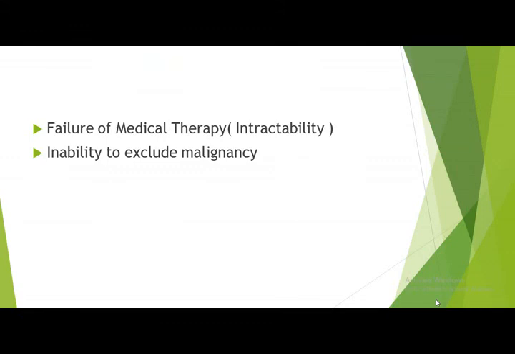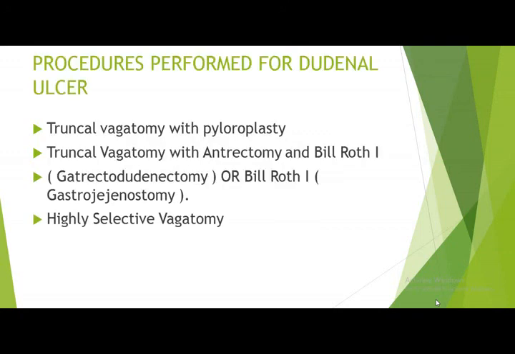Regarding failure of medical therapy, I told you, if treatment failure or intractability is there, one should do surgery. Or in cases where you are not able to differentiate between a malignancy and a benign disease, which sometimes happens in gastric outlet obstruction, once complete obstruction is there, you can get the biopsy, but you can't get the deeper portion of the biopsy to get the exact idea whether the patient has a malignancy or not. In those cases, you need to do the surgical treatment.